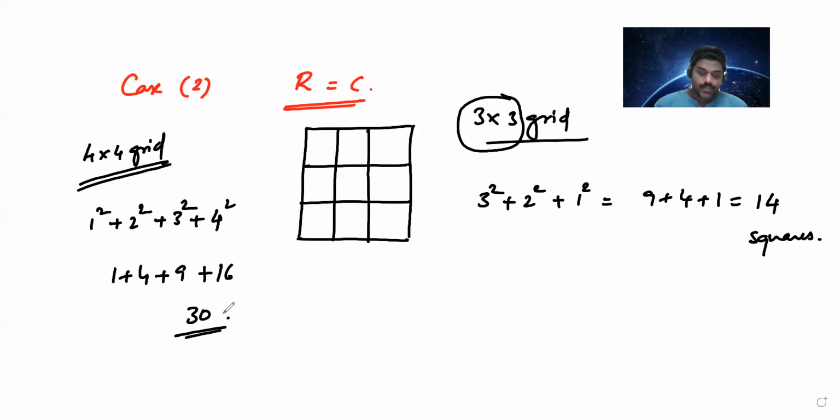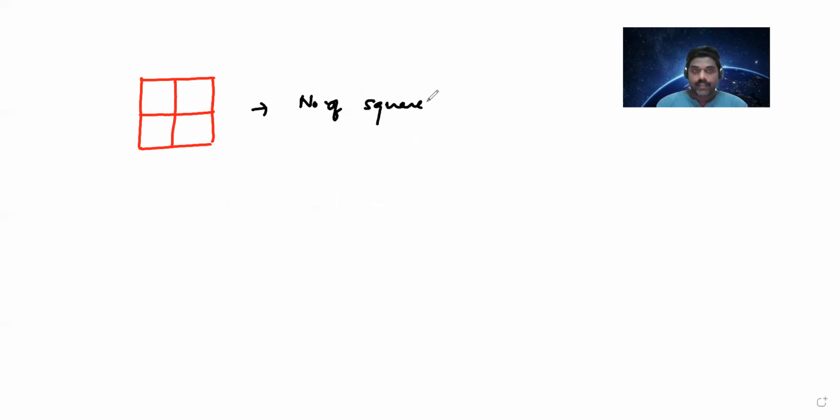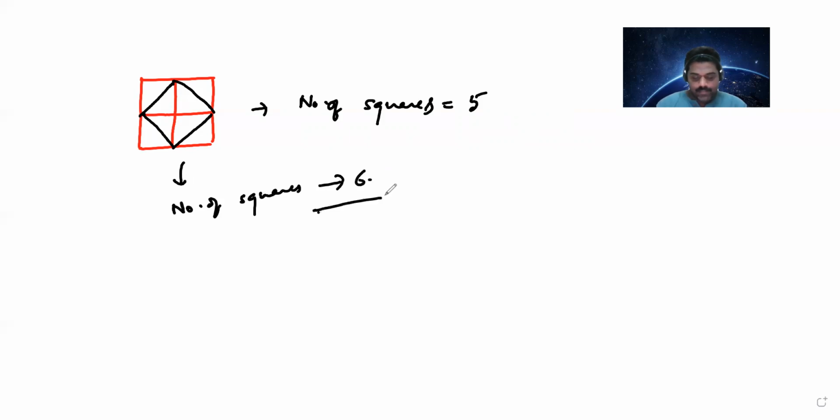Also, a few more interesting results. Suppose you find a square with a plus symbol inside it. Whenever you have a plus symbol inside a square, the number of squares is always 5. This is one important result. Suppose we have something like this, then the number of squares would be 6. So using these results, we will be seeing a few questions now.